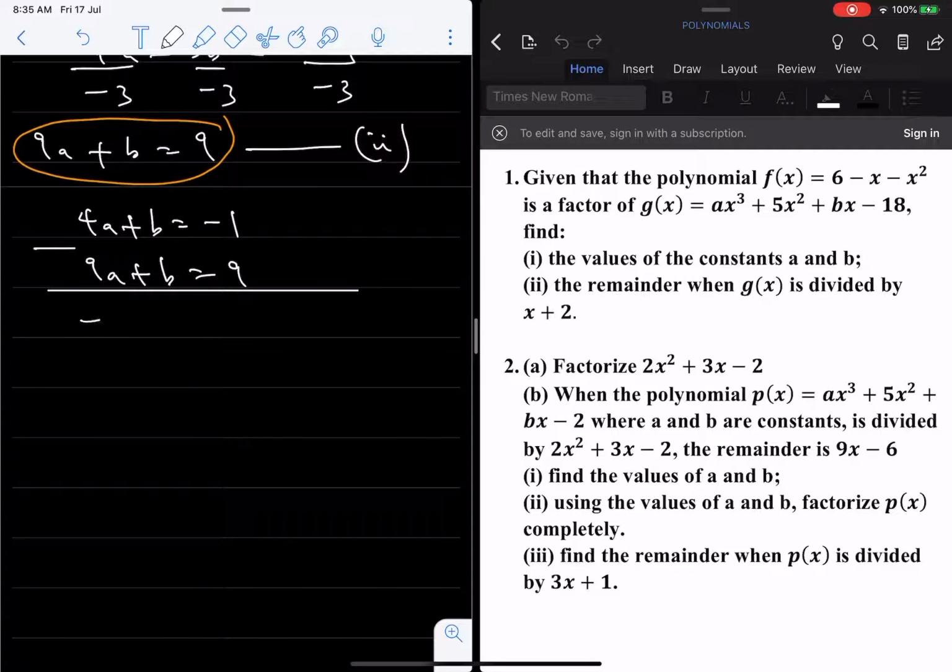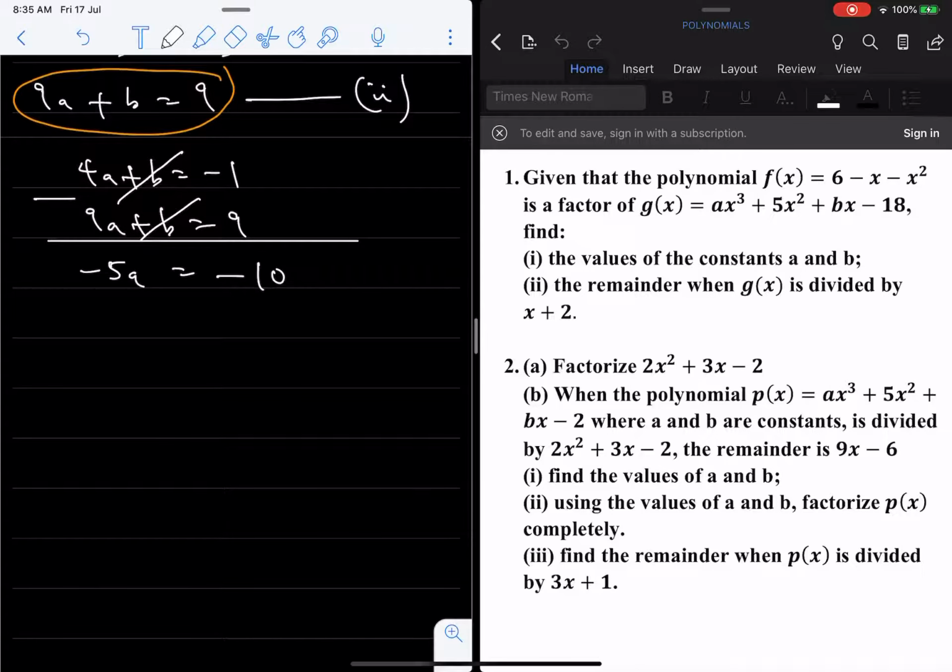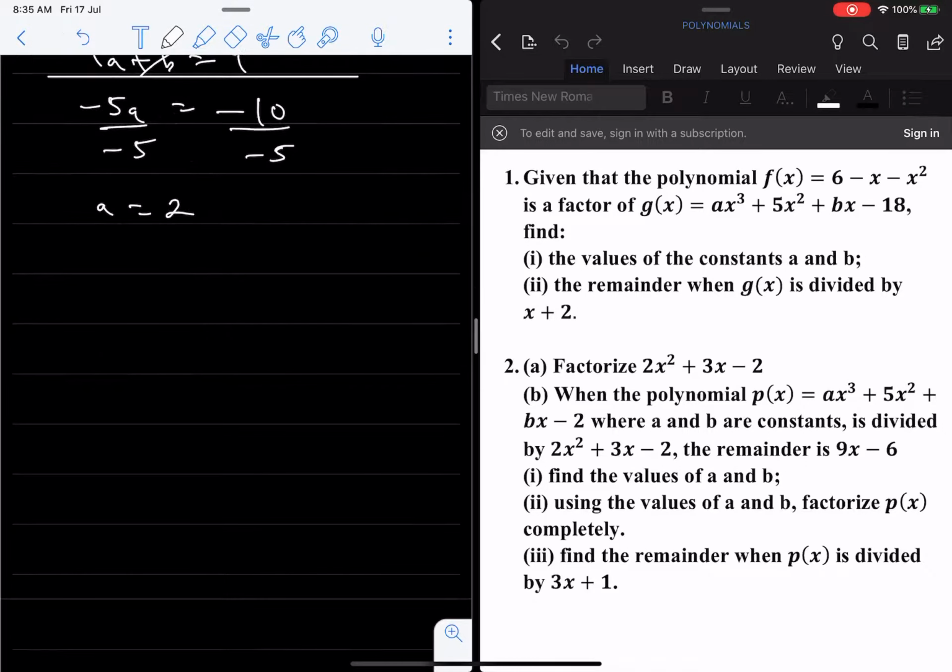4a minus 9a is minus 5a. b minus b is 0. Minus 1 minus 9 is minus 10. And then we divide both sides by minus 5 to get a. That means a equals 2.